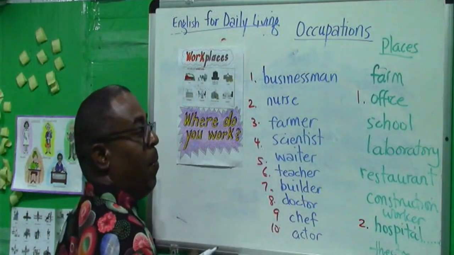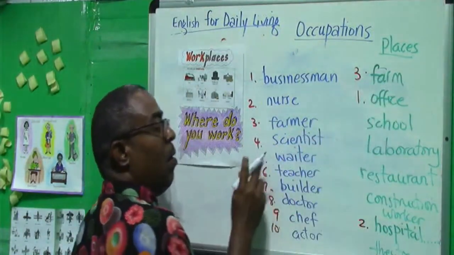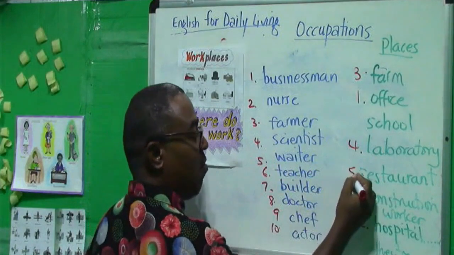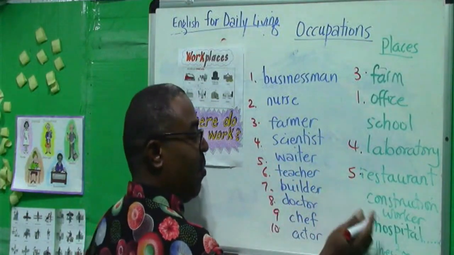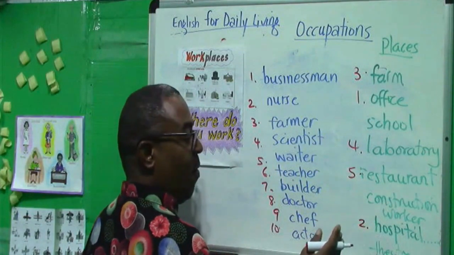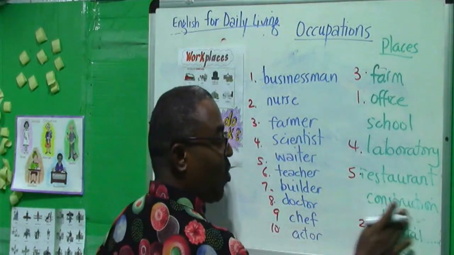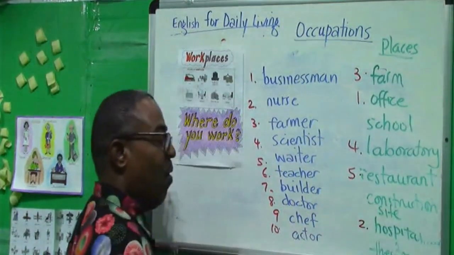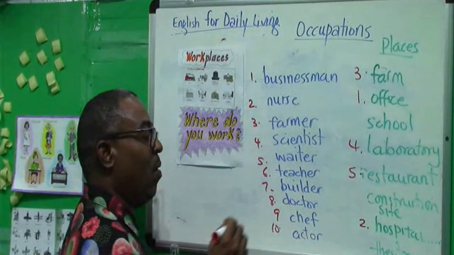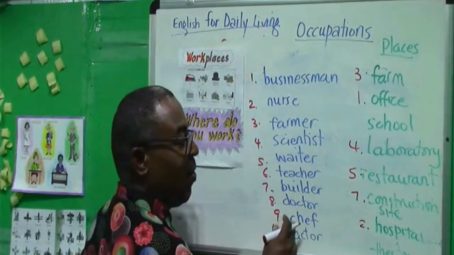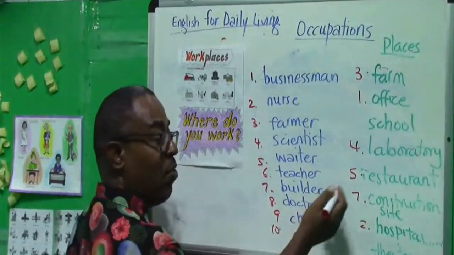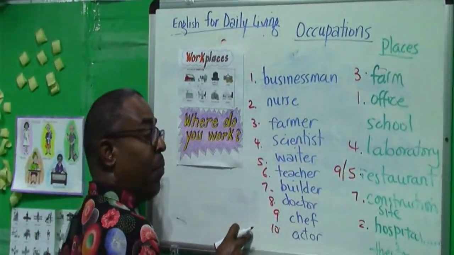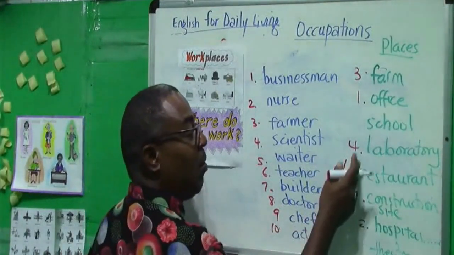The farmer would be on the farm. The scientist would be in the lab. The waiter would be at a restaurant. The builder would be at the construction site. That's what it would be. A construction site. And that would be number 7. The chef would be at a restaurant as well. Could be, yes. Chef would be there as well. And the actor would be in the theater.